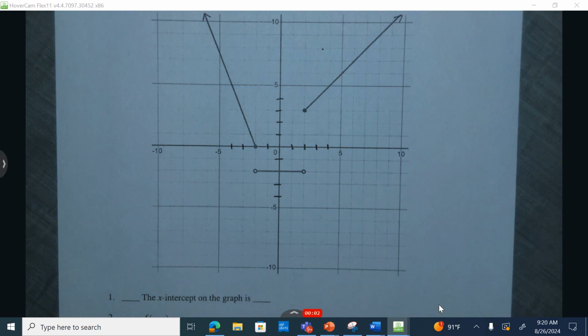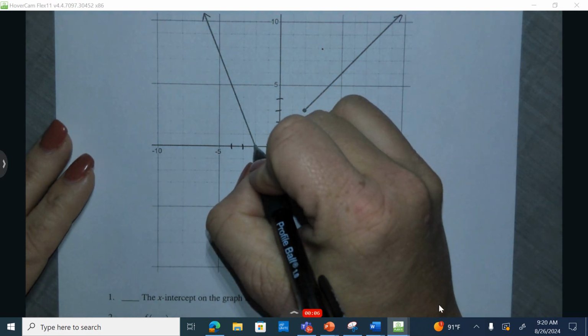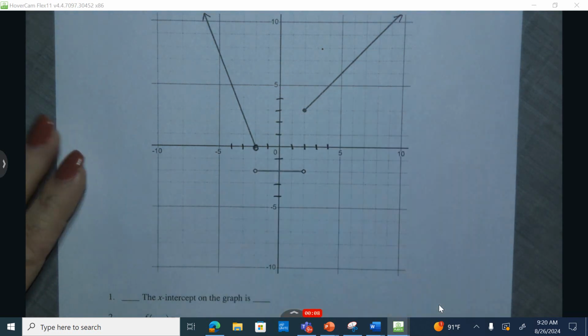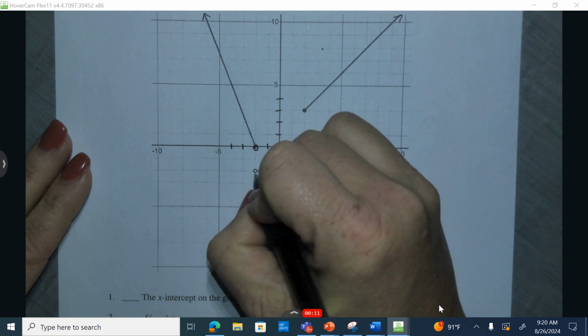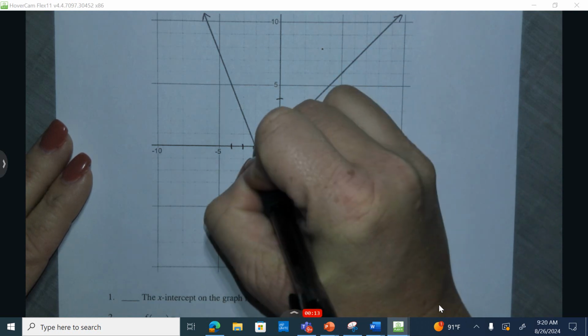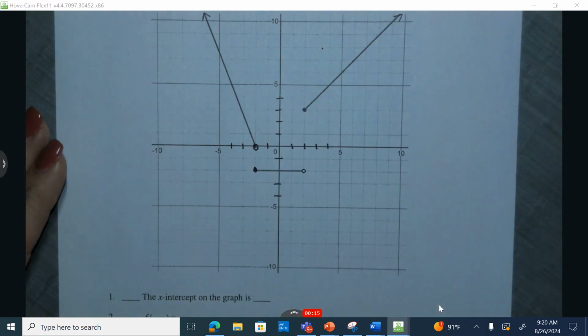Okay, we're going to practice again, but I'm going to switch this up. I'm going to make this an open circle, and I'm going to make this a closed dot, just so we can have some variety. Okay, here we go.